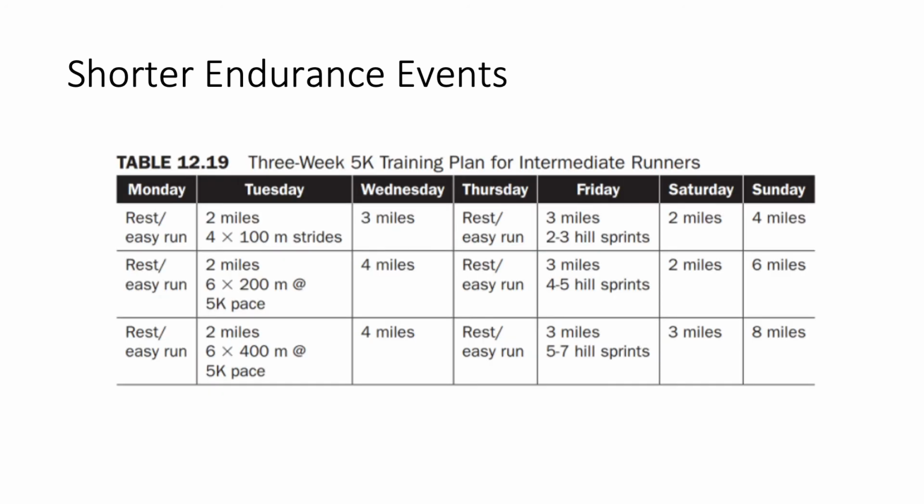This here just gives you an example of a 5K training plan for an intermediate runner. You can see that they incorporate a speed session on Tuesday, but mainly are focusing on long, slow distance training throughout the week. Also, you'll see the incorporation of longer than the race distance days on Sunday's training day.